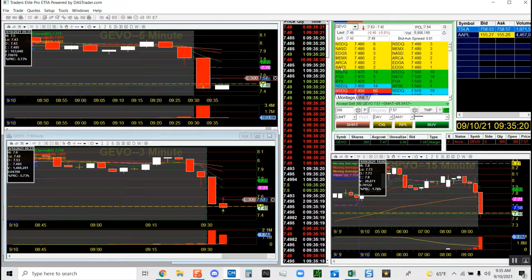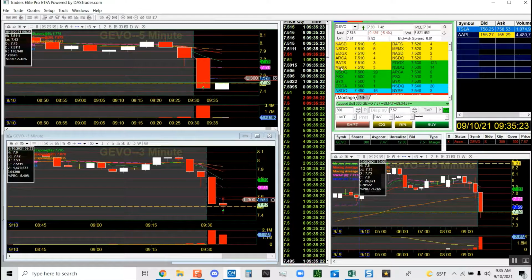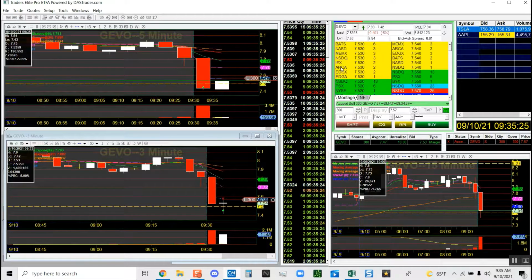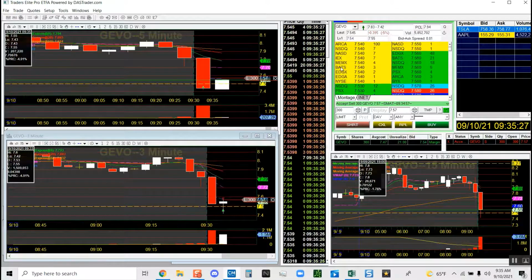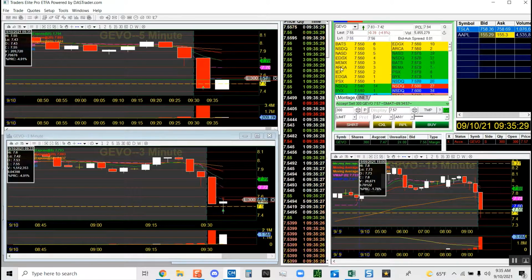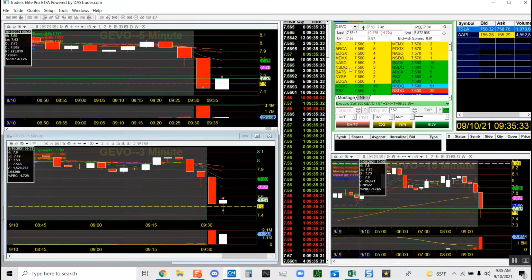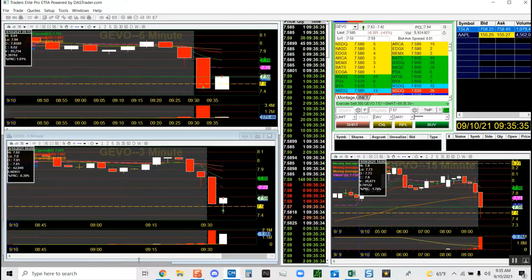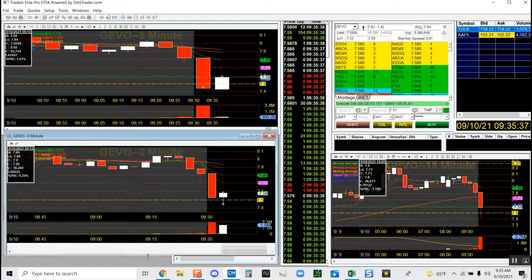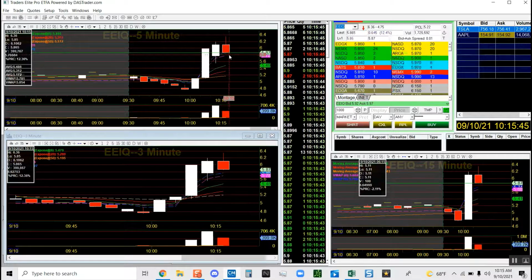Start to reverse here. 747, 748, 752. I held on to my whole position for that whole 10 cent pop. Boom, got out right there. Well, I'm up $22.43 on the day. First trade.